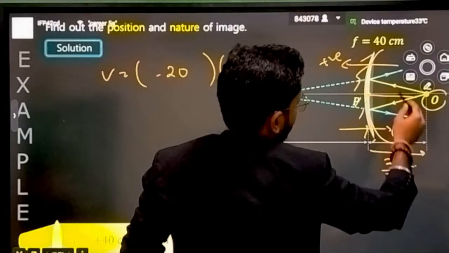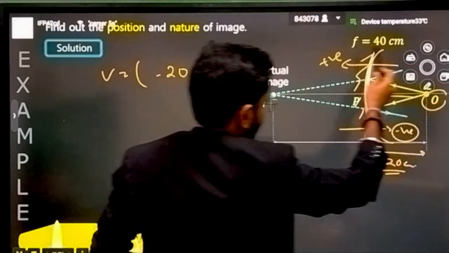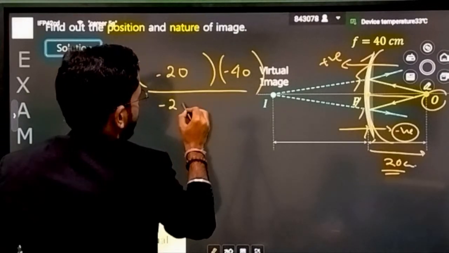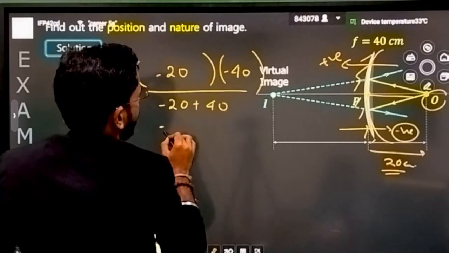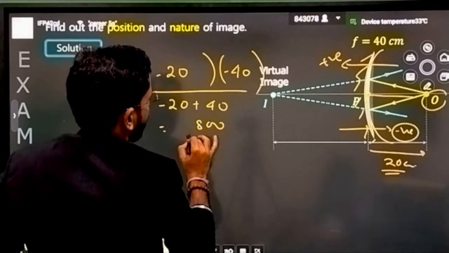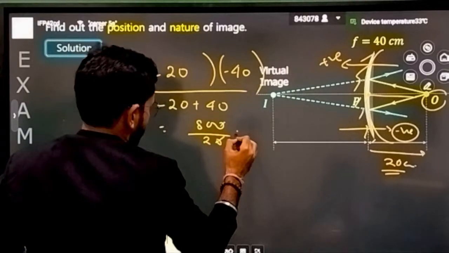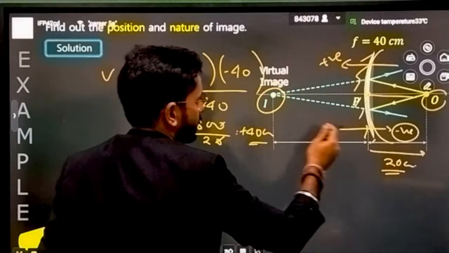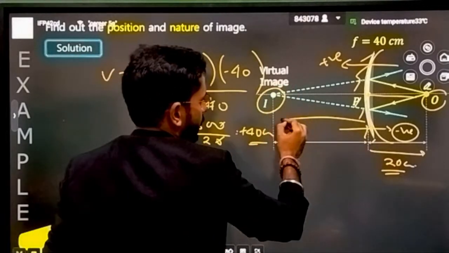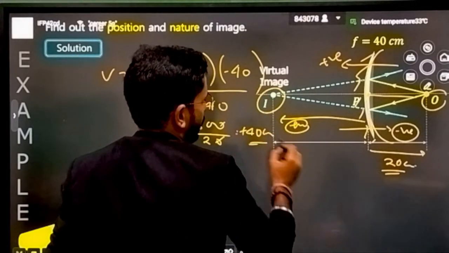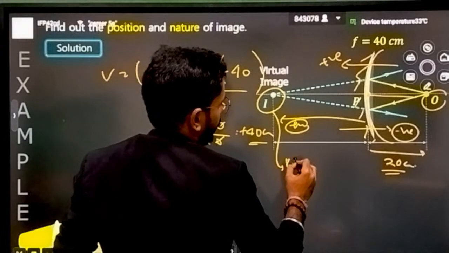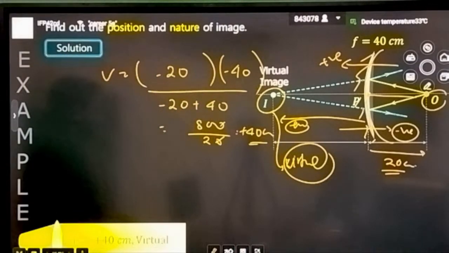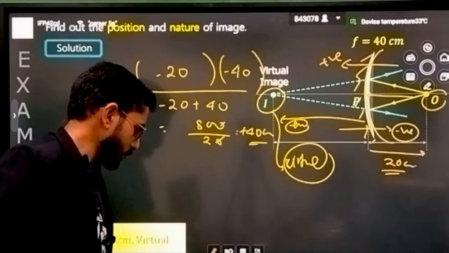Where is the focal length lying? With this kind of mirror, this side is polished, that means the focal length is also on the negative side. So, minus 20 times minus 40, divided by minus 20 plus 40. It will be 800 divided by 20. That means the answer is going to be plus 40 centimeter. Plus 40 centimeter means the image is forming on the other side, because this direction is positive and it is coming plus 40. That means this image is virtual. Virtual image. Understood?